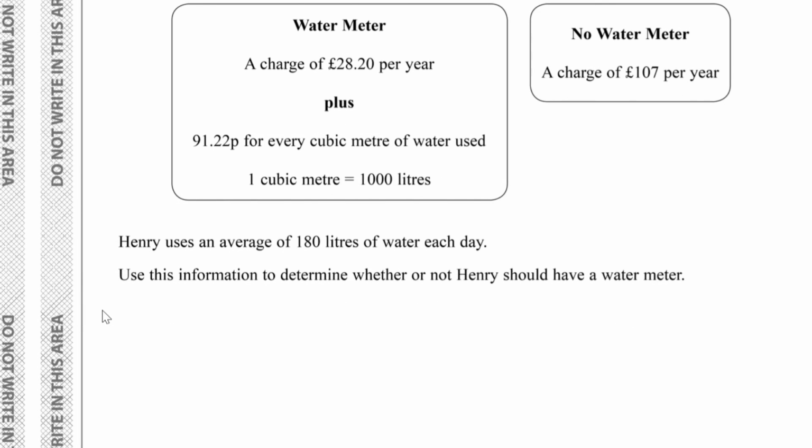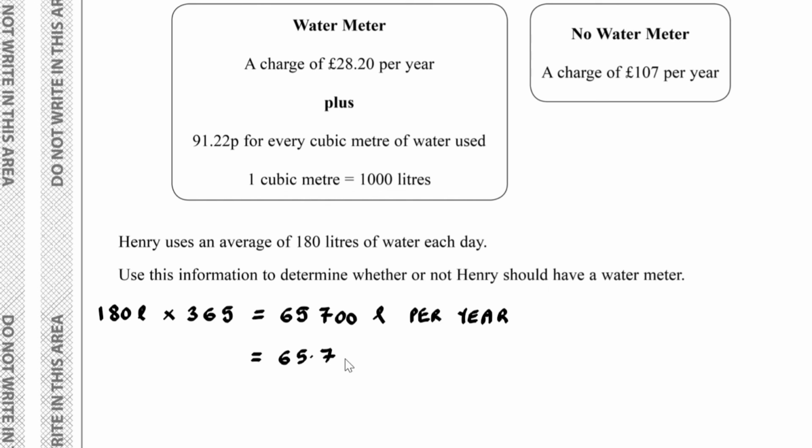Well, I've got this 180 litres per day, and if I multiply that by 365, because it's 365 days in a year, then what I end up with is 65,700 litres per year. And if I divide this by 1,000, I would end up with 65.7 meters cubed per year.